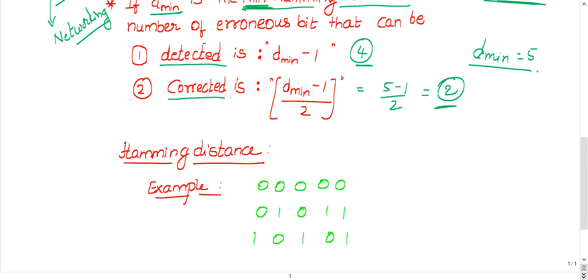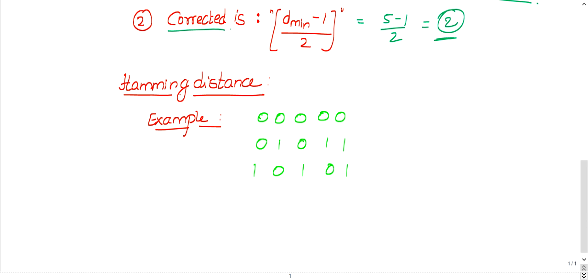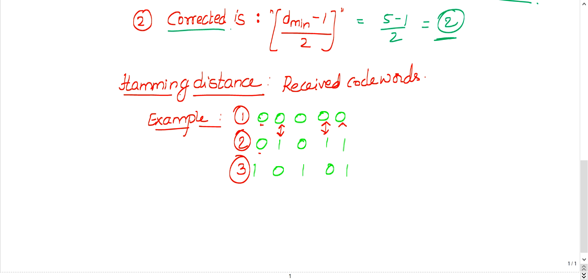What is Hamming distance? You will understand. For this, consider 3 code words which were received here. This is the first code word, this is the second code word, third code word. These are the received bits, the received code words or passwords or whatever you say. Let us compare the first code word and the second code word. This and this are the same. Here there is a change. I am indicating a change with a bidirectional arrow. Here it is the same. Here again it's a change. Here again it's a change.